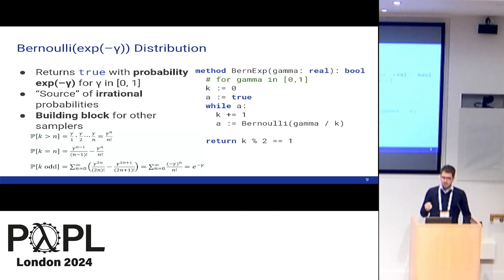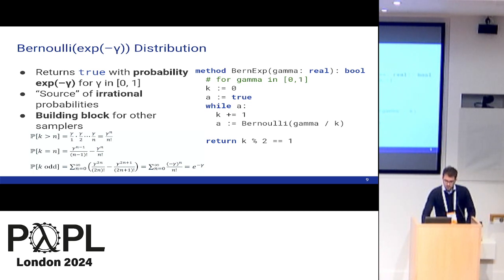So the probability of having exactly n iterations is the probability of having at least n minus 1 and not more than n. So we take the difference between the two probabilities. And finally, we care about the event that k is odd. So we need to sum over all odd numbers. And if you rearrange this a bit algebraically, you see that this is just the power series for the exponential function.